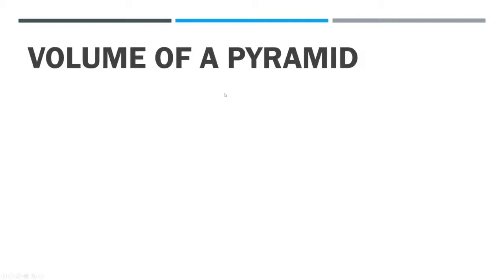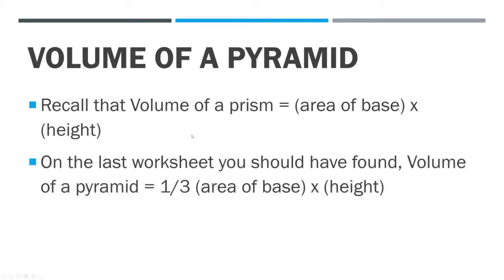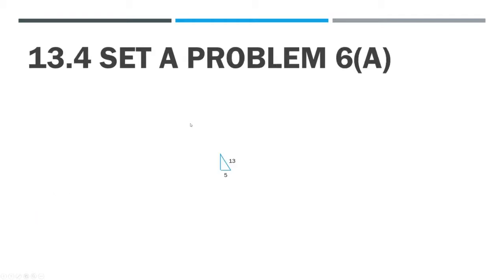Next, we're going to find the volume of a pyramid. So remember that the volume of a prism is the area of the base times the height. On the last worksheet, you should have found that the volume of a pyramid is 1/3 times the area of the base times the height. This will also work for a cone. We're going to start with section 13.4, problem set A, problem number 6, part A.